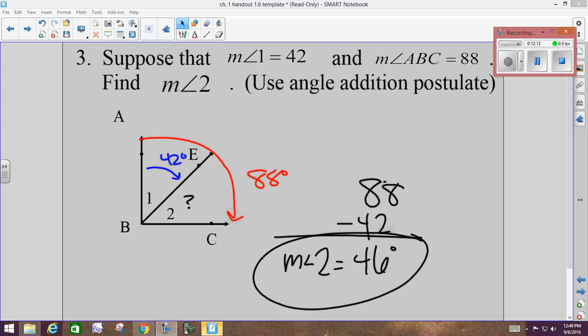Math notation, when you're going to say the measure of an angle equals some value, you should put the little m there. Measure of angle 2 equals 46 degrees. The measure of angle 1 is 42. The measure of angle ABC is 88. Anytime you're giving me the angle measure, then put the little m in front. Cool, we're cruising.